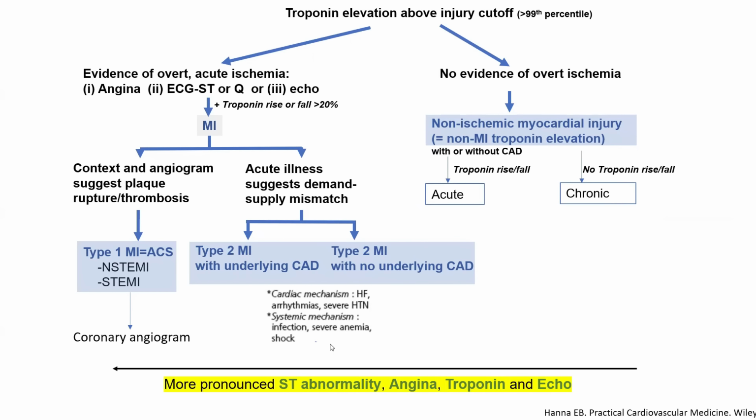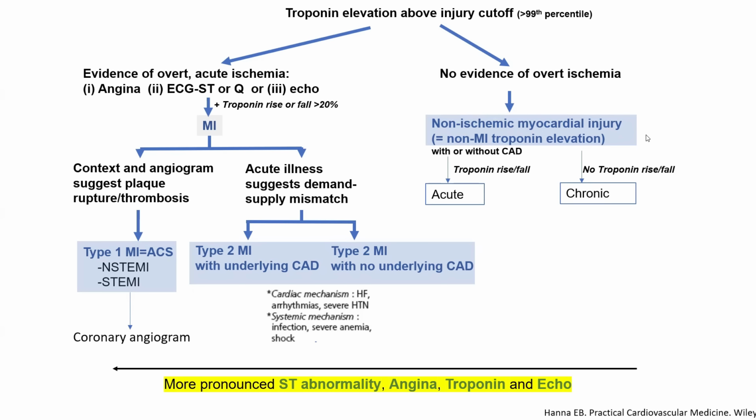So kind of similar mechanism, some systemic mechanism or cardiac mechanisms such as heart failure decompensation or severe hypertension or diastolic heart failure or fast arrhythmia, but it's not as severe of an injury. And it can be like type 2 MI with or without underlying CAD, although it's also more commonly without CAD because the injury is not very pronounced.